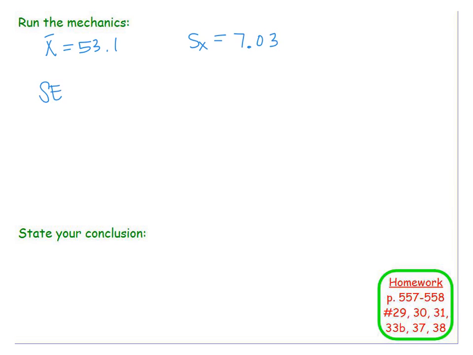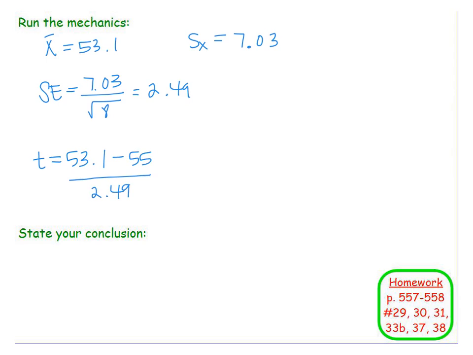Now we can find our standard error. So we need Sx, 7.03, divided by the square root of n, which was 8, and I end up with 2.49. Now we can find our t-score. So our average for the sample was 53.1, minus our average for the population was 55, divided by 2.49. And that leaves me with a t-score of negative 0.76. So 0's in the middle, negative 0.76 is over here. If you look back at our hypothesis, it was a less than problem, so we're shading to the left.